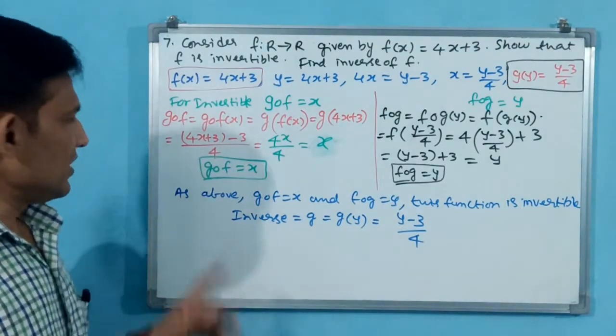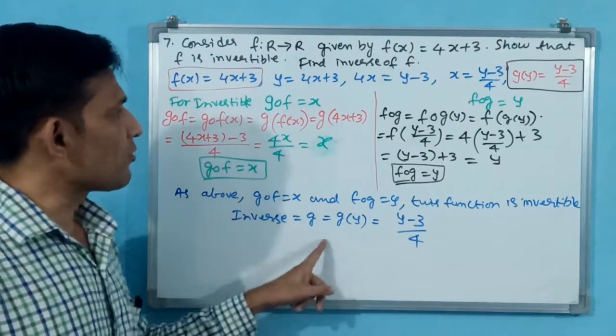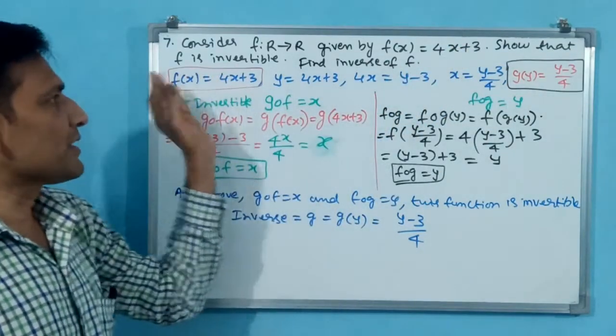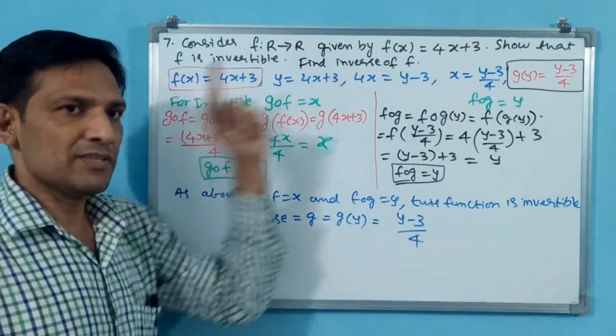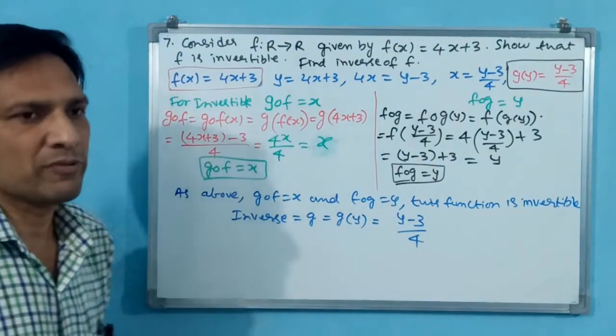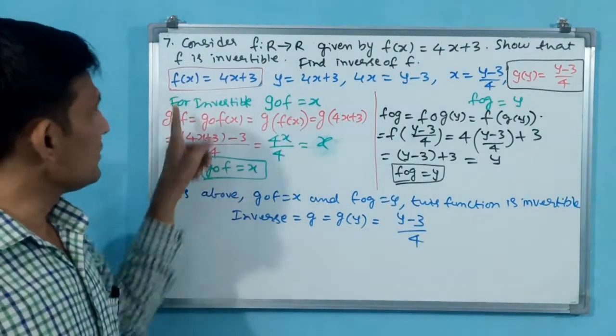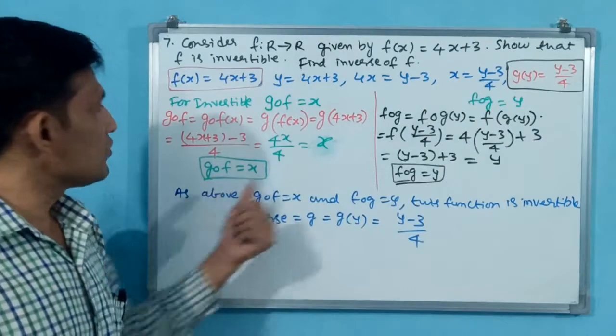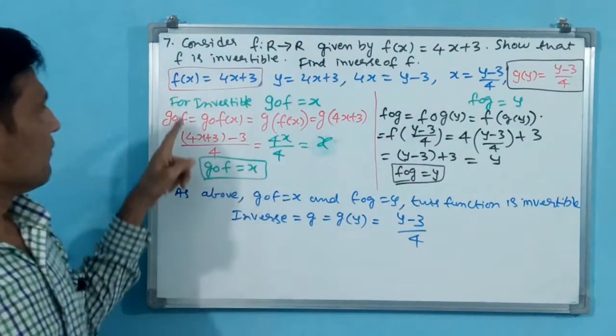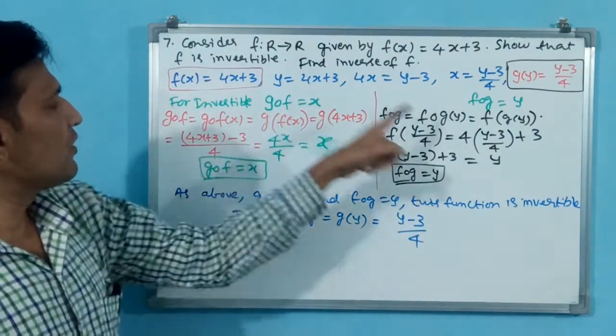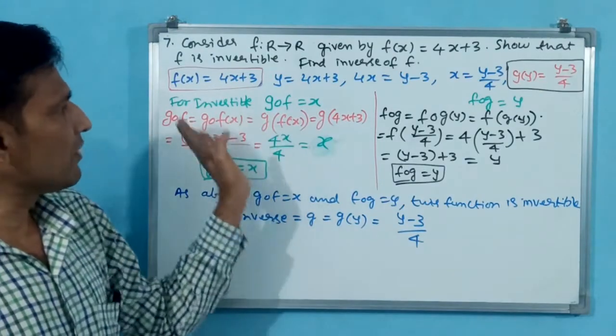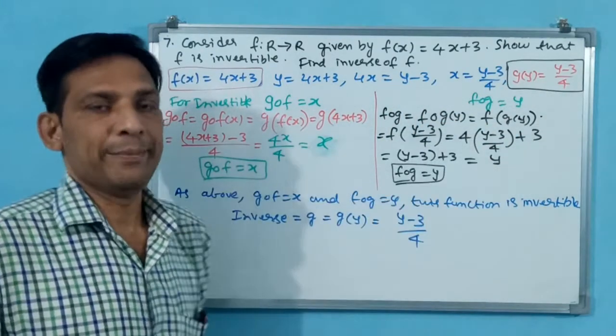See, if this function is invertible, F is a function and G is its inverse. Like that you have to keep in your mind. Before doing this, you have to take out G. Otherwise, you are not able to do FOG or GOF, because for both, G of y is required.